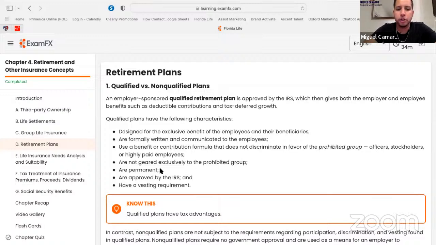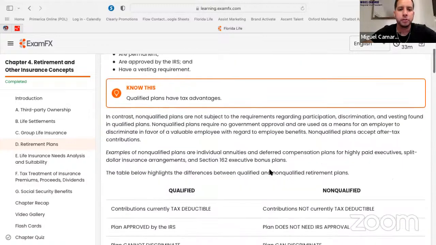These plans are generally permanent. They have vesting requirements. Again, vesting requirements are a certain time period that you have to be at the employer to get all the money that they give you. They cannot discriminate who gets this account. The general formula to get a qualified account is you must be age 21, been there for a year, and work full time. Those are generally the requirements to get into a qualified account.